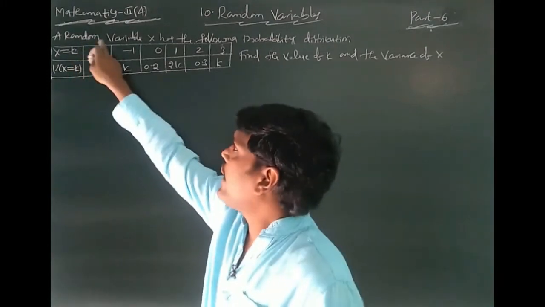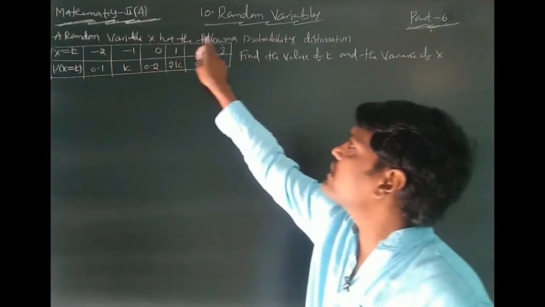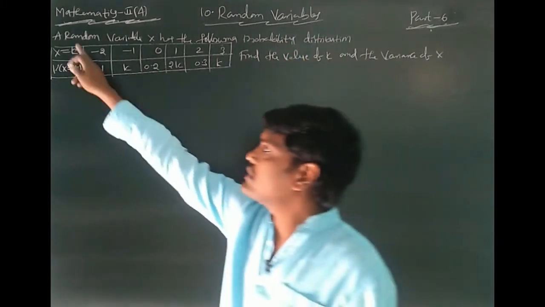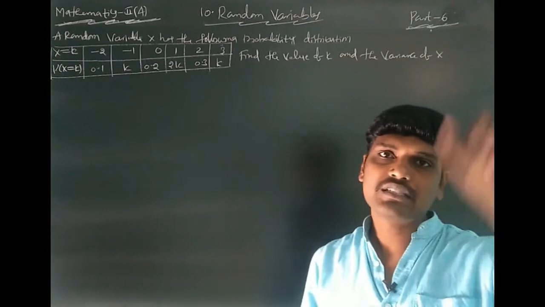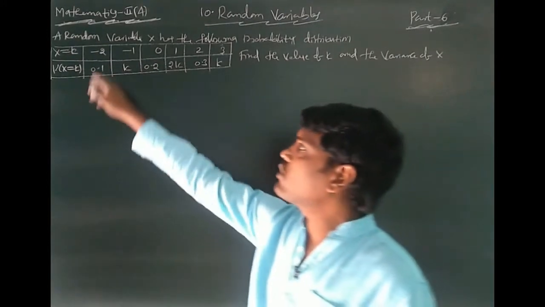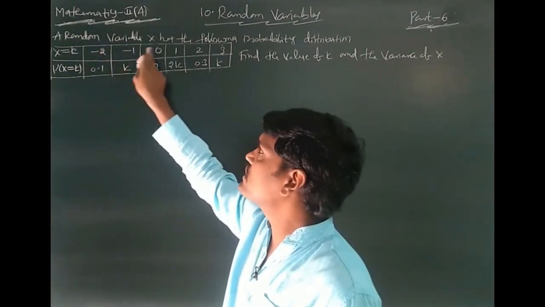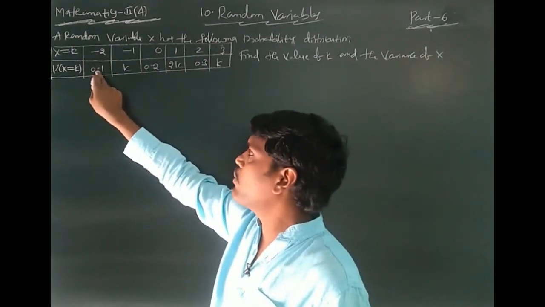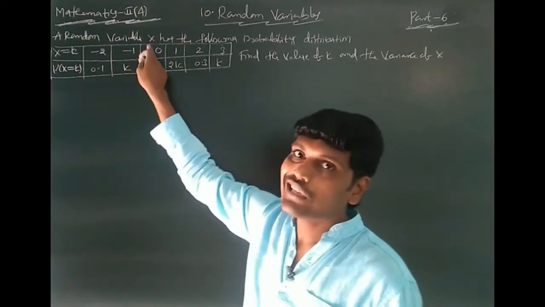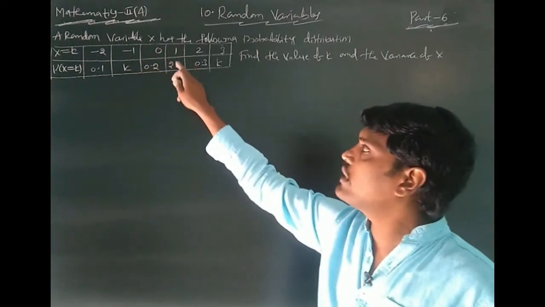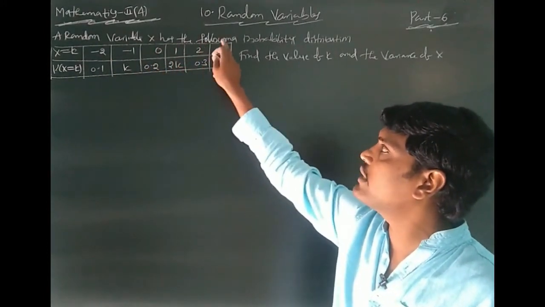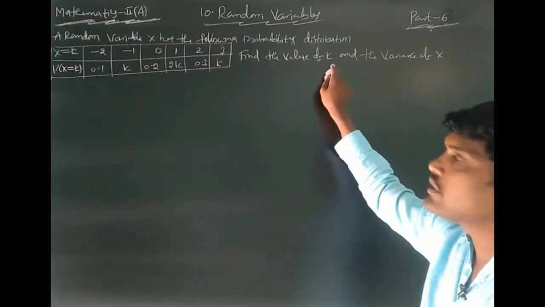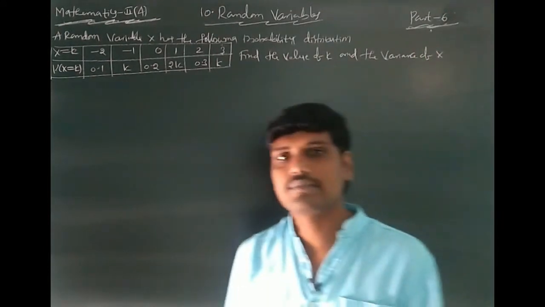A random variable x has the following probability distribution. Probability of x is equal to k is given. X is equal to k: minus 2, minus 1, 0, 1, 2, 3. The probability of minus 2 is 0.1, minus 1 is k, 0 is 0.2, 1 is 2k, 2 is 0.3 and 3 is k. Find the value of k and the variance of x.